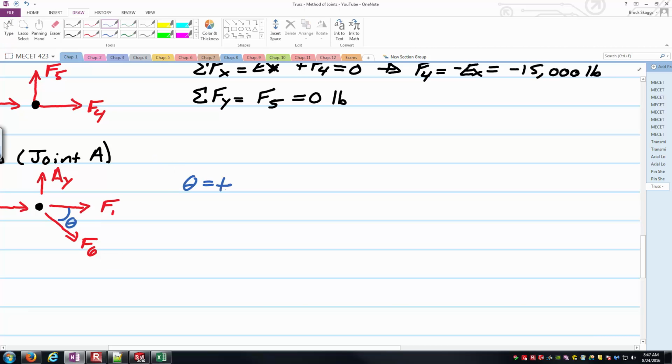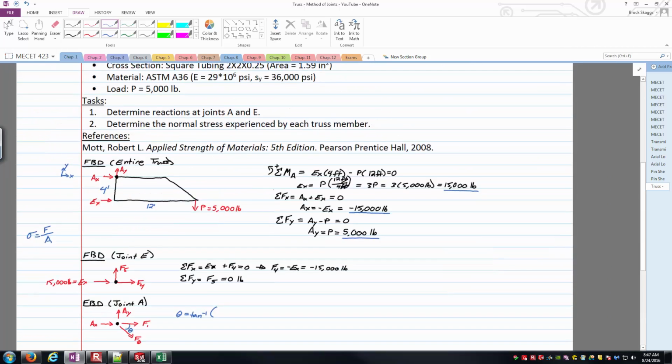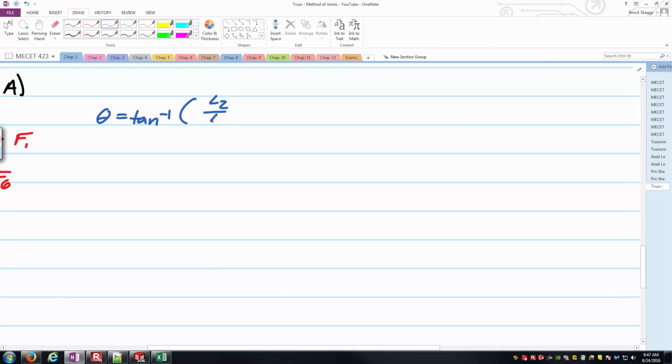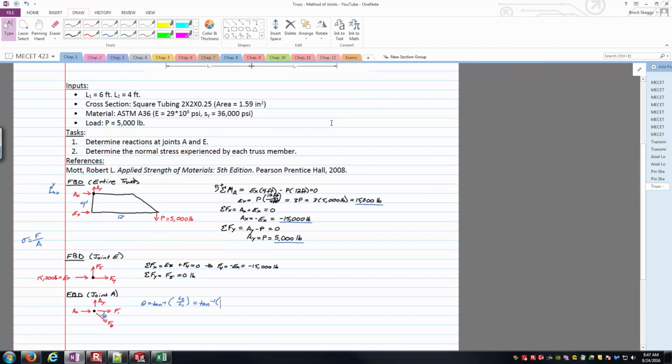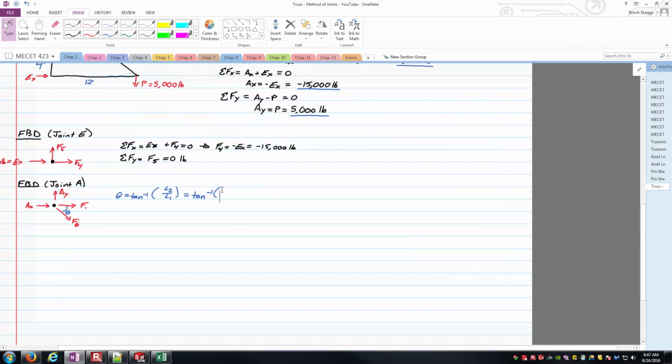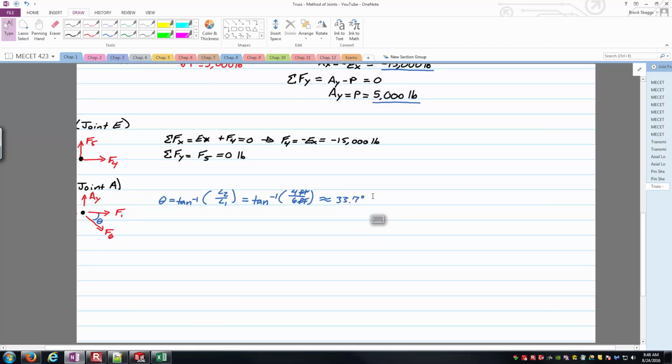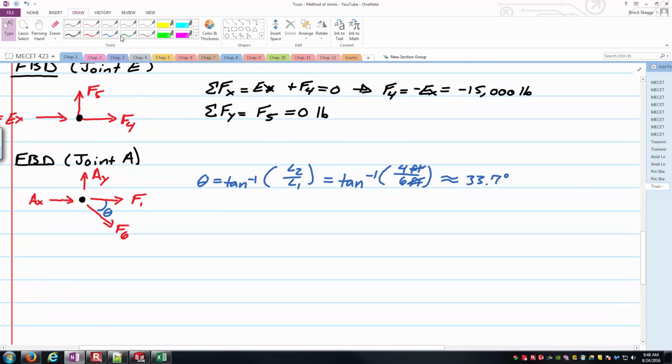I'll say theta is equal to inverse tan, and which one was the opposite? It is L2 over L1. So inverse tan here, L2 over L1. L2 is 4 feet, L1 is 6 feet, so basically 4 over 6. Length units are going to cross off here. And so inverse tan of 4 over 6 is roughly 33.7 degrees. All right, so now we're ready to write our equilibrium equations.